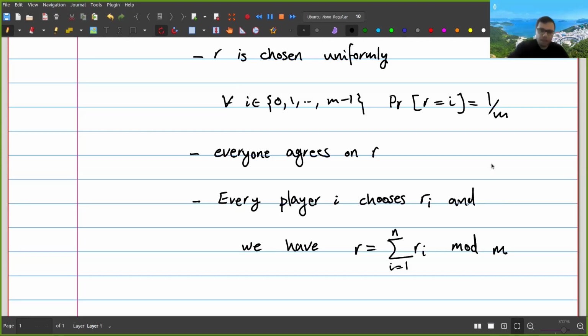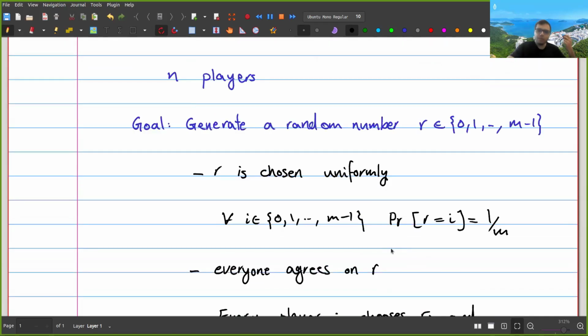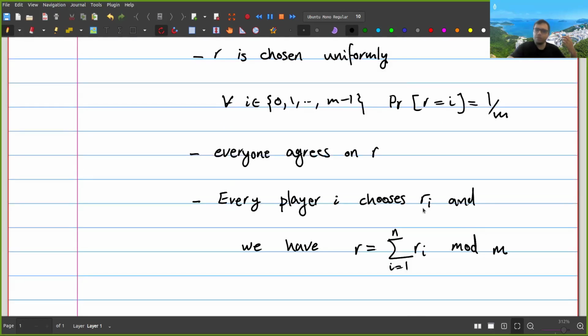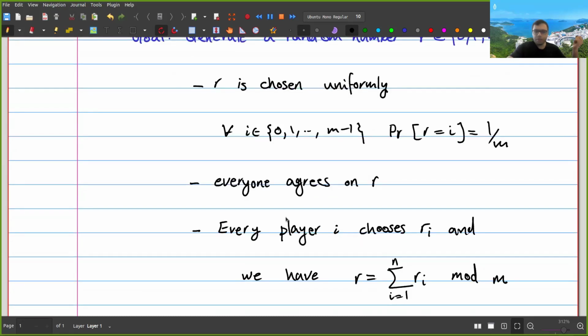Okay. Now, why am I requiring this? Because this will give me a bunch of other really nice properties. For example, even if I have one honest participant, one player who's choosing the Ri value uniformly at random, no matter what the other people do, the final R will also be distributed according to the uniform distribution. So this requirement actually helps me satisfy this one as well.